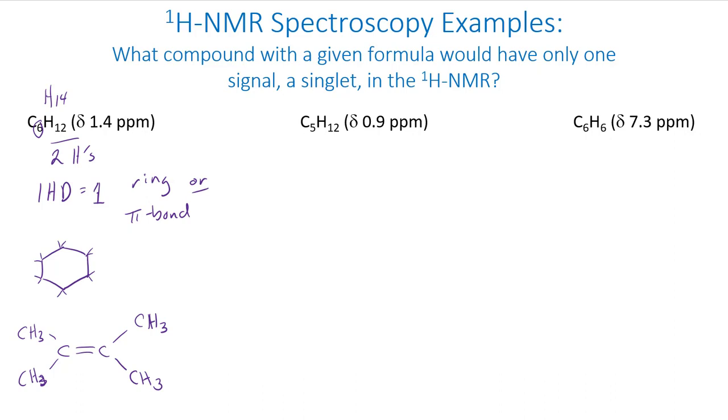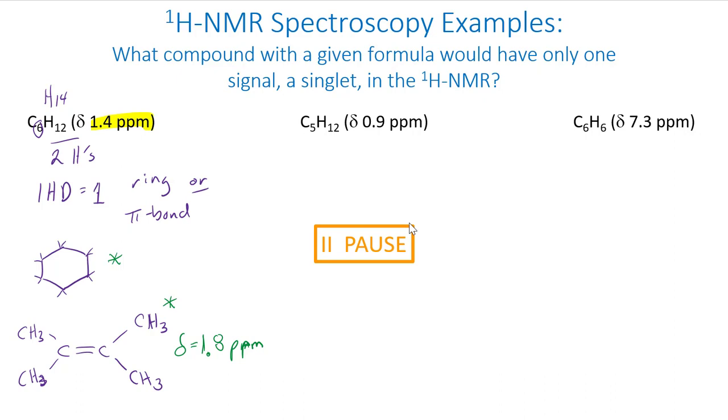Now, given the chemical shift, that actually is going to tell us that our ring is a better answer, because the chemical shift of the allylic hydrogens in this particular example, 2,3-dimethyl-2-butene, are going to be a little bit further downfield, although that's not a distinction you would be expected to make at this point. And so either one of those would be valid answers.